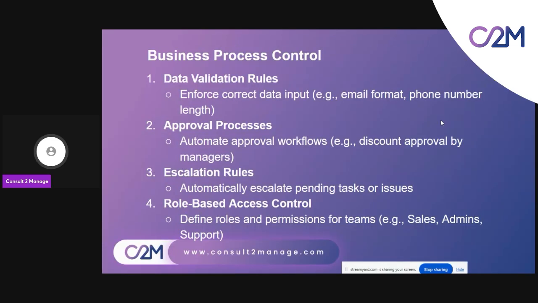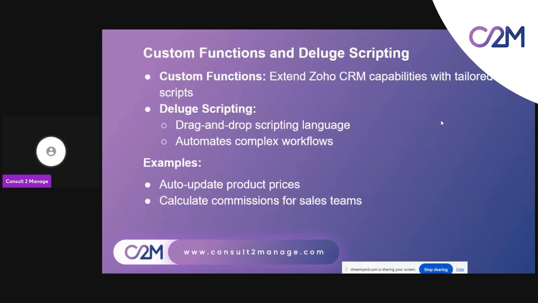Okay, now business process control. We discuss four things here, but there are multiple things we can define in terms of controlling the business process. One is data validation rules. We enforce correct data input, such as email format, phone number length, and stuff like that. Then we have approval processes, which automate approval workflows, such as discount approval by managers. Then we have escalation rules, which automatically escalate pending tasks or issues. And then we have role based access control, defining roles and permissions for teams such as sales, admin, and support, which is again another important thing.